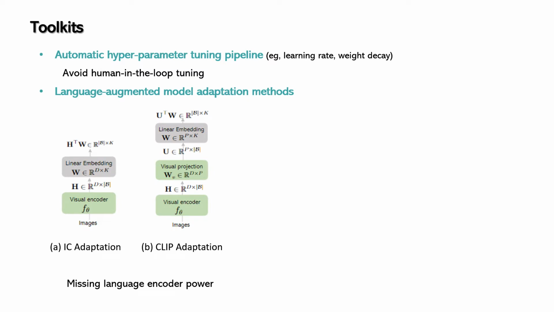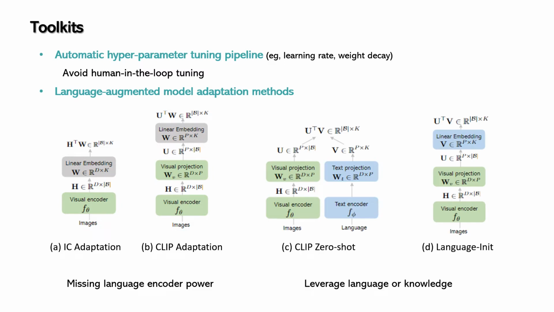Previous works, including the original CLIP, abandoned the pre-trained language encoder for model adaptation and randomly initialized a task-specific head. We argue that it does not leverage the full power of the vision language pre-training and can significantly hurt the model's performance. Instead, we propose to initialize the linear head using the language encoder output to aggregate both the power of the pre-trained language encoder and downstream language specification.